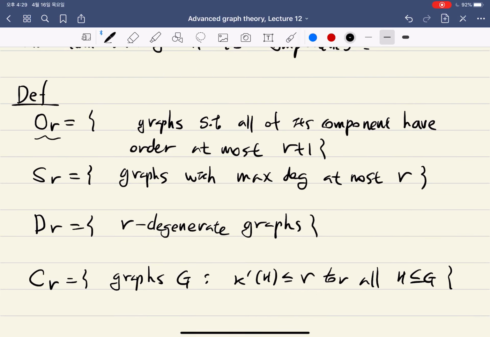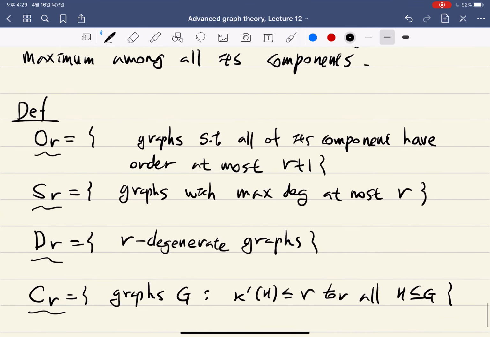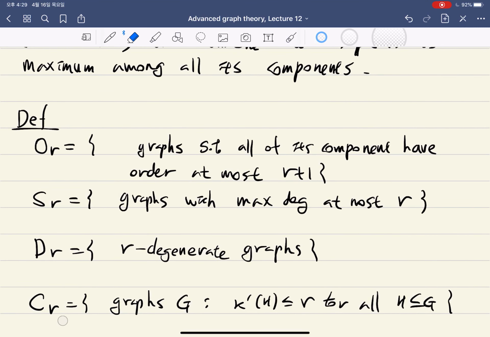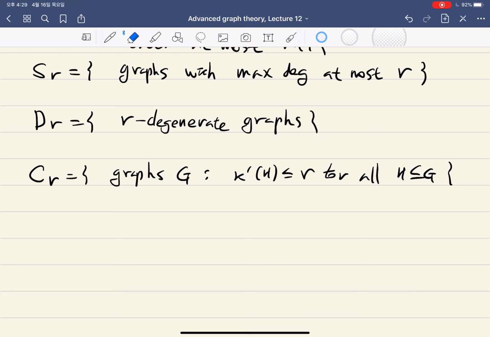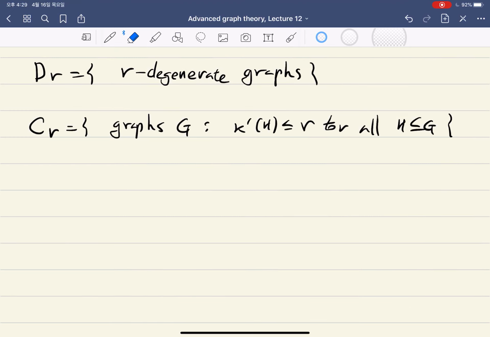These namings are not standard. In lots of cases they give different names for such colorings. For example, O_R coloring, O_R chromatic numbers, are called clustered coloring. And S_R coloring is called defective coloring or improper coloring. These notations are not really standard, but in this course, let's use them.